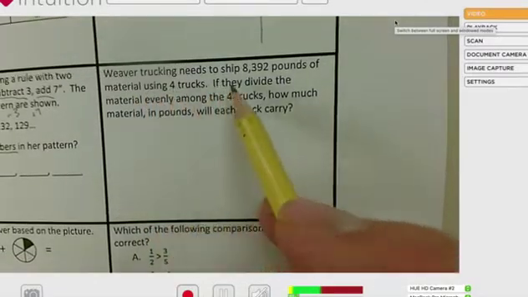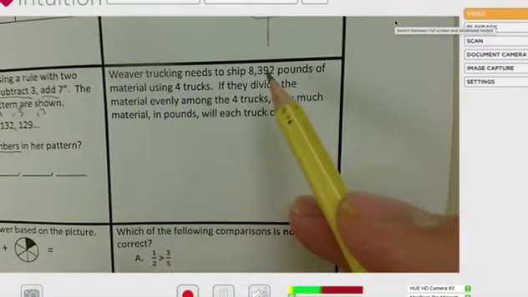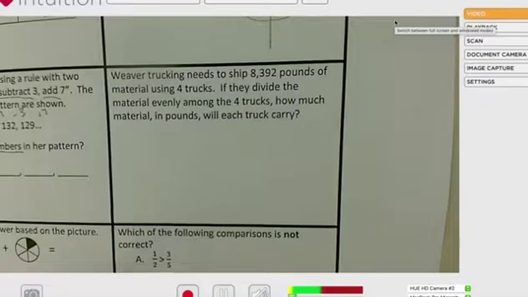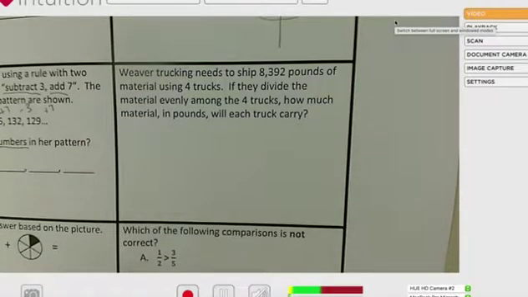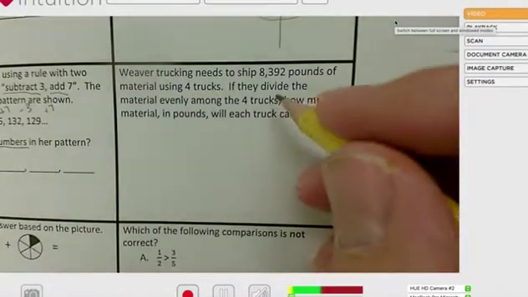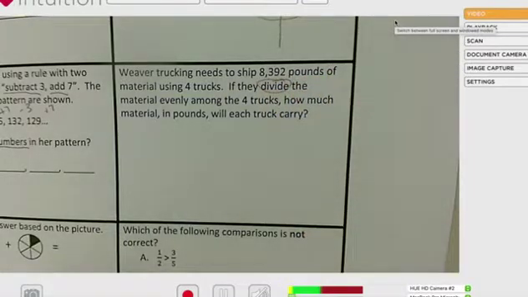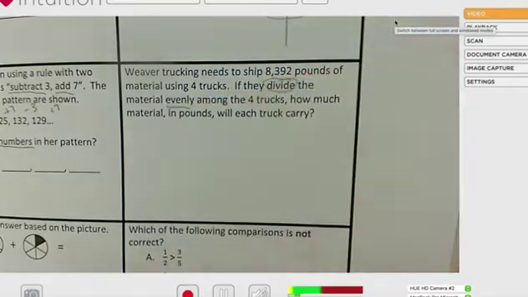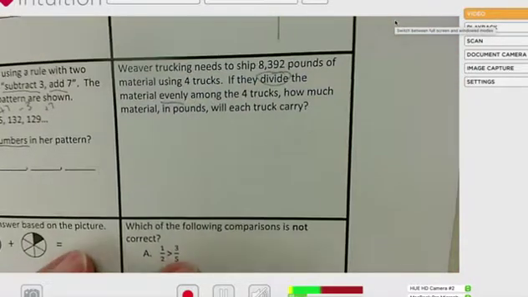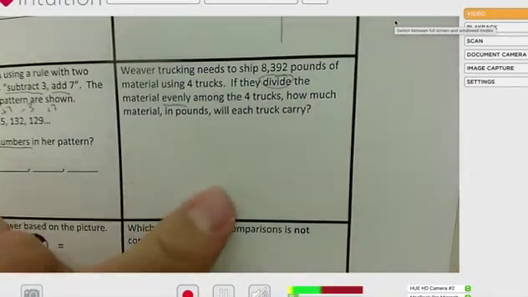Weaver Trucking needs to ship 8,392 pounds of material using 4 trucks. If they divide the material evenly amongst 4 trucks, they're literally telling you what to do. So for something like this, there's not really tons and tons of room here.